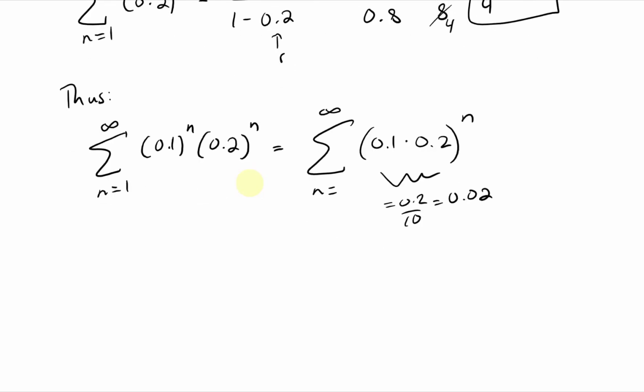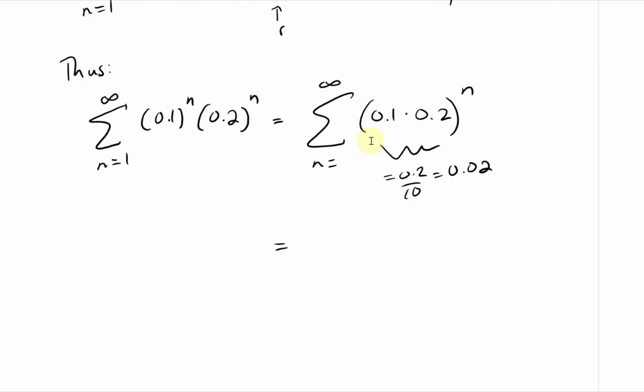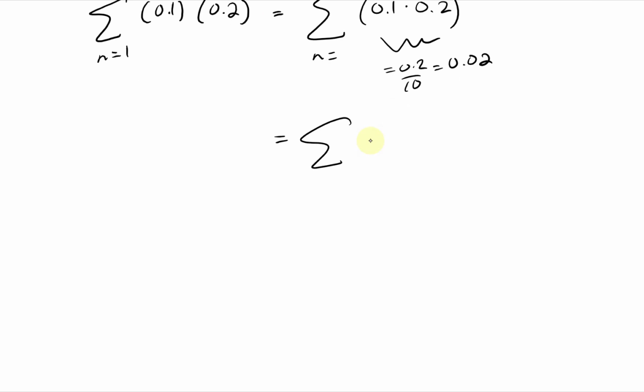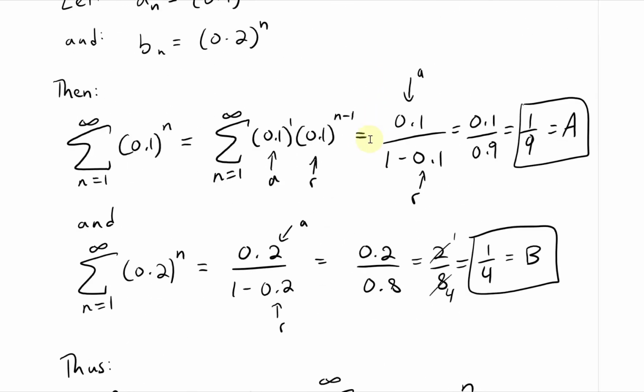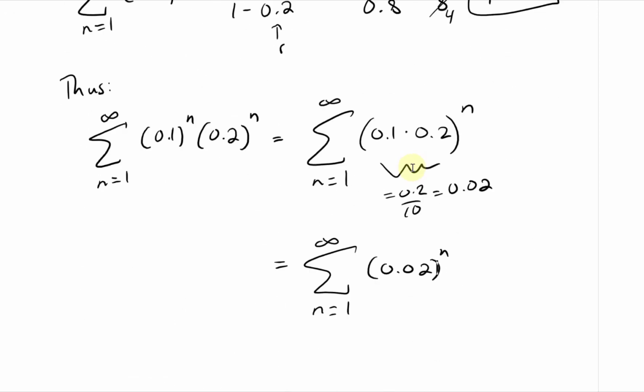So again, it's going to be another geometric series. So this equals a summation, and move this down here. It's going to be the summation from n equals 1 to infinity of 0.02 to the power of n. And now we can do the same thing, the geometric series sum: a divided by 1 minus r.